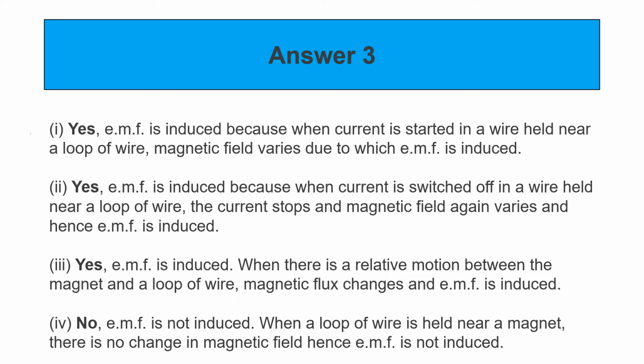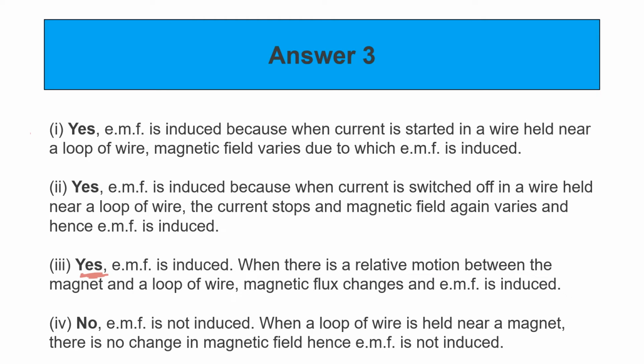For the third case, the answer is also yes, EMF is induced, because there is a relative motion between the magnet and the loop of wire. If there is motion between the magnet and the loop of wire, the magnetic flux will change. Therefore, EMF is induced. What about the fourth case?